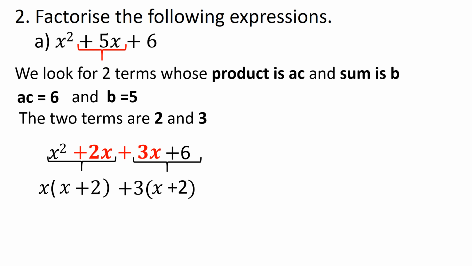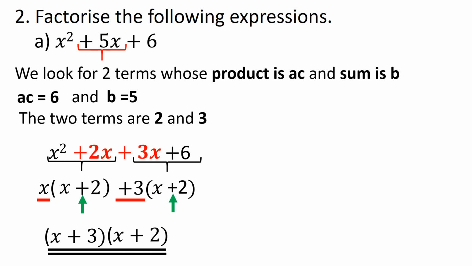We of course note that x plus 2 is common inside the brackets. So first thing is take x plus 3 and close it in a bracket. Then these two that are common, that is x plus 2, and close it in a bracket, and that gives you your answer. So our final answer is x plus 3 multiplied by x plus 2.